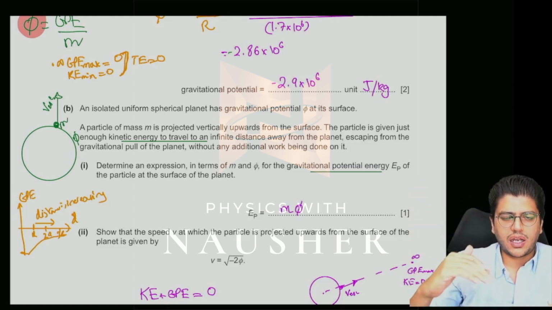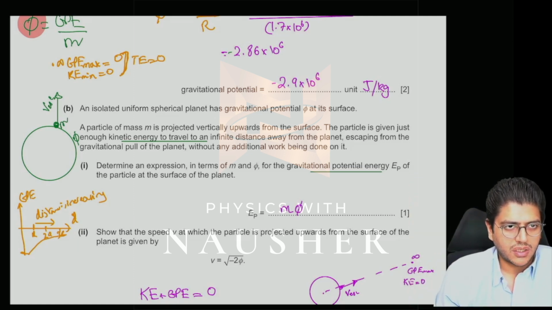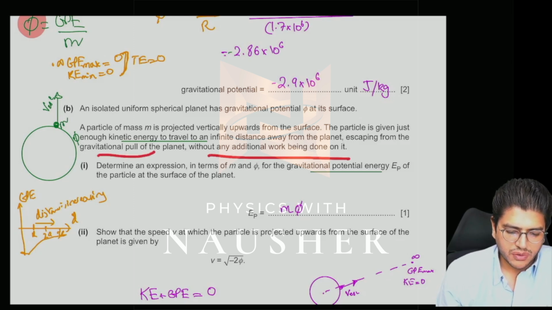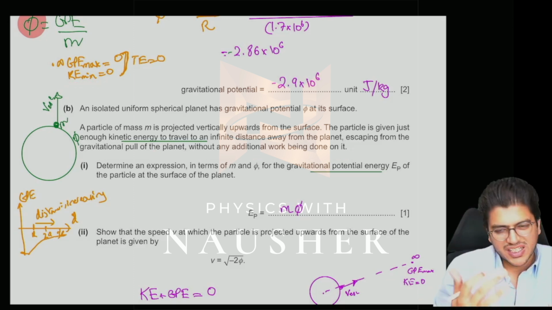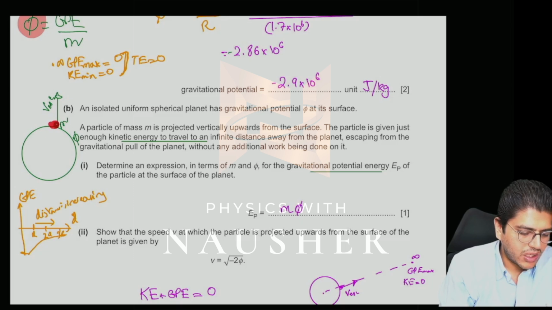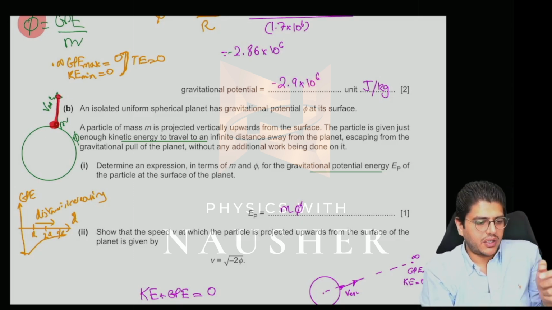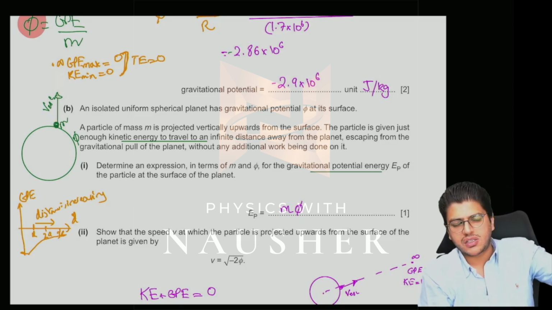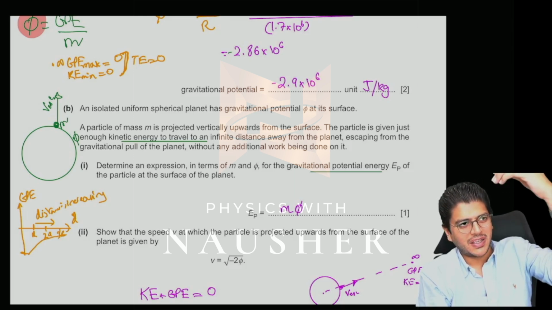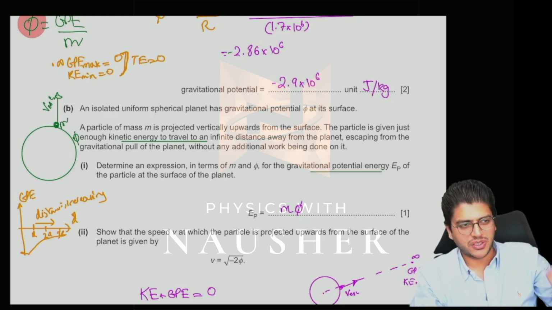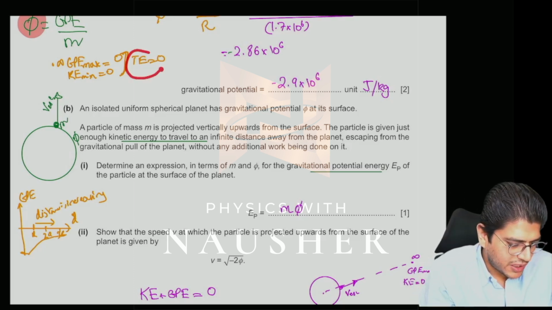And as you gain height, you're going to lose kinetic energy. And that's exactly what they're saying. When you reach infinity, escaping the gravitational pull without any additional work being done, that means that your kinetic energy will be 0 at that highest point. Escape means that you have to give it just enough push that it reaches infinity, and when it reaches infinity, it's dead. Its potential energy is maximum, its kinetic energy is 0. So the total energy has to be 0.